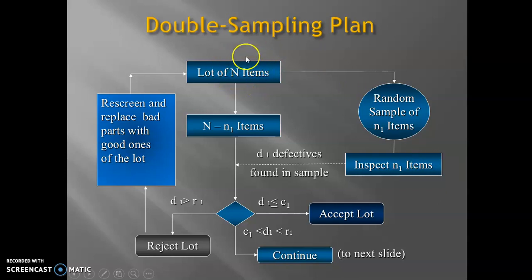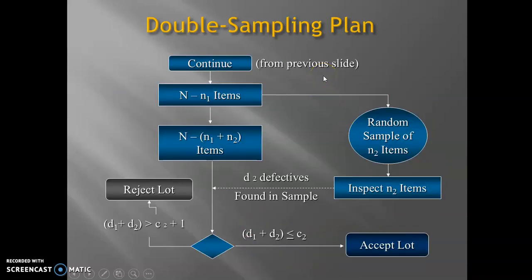First, we have N items, the bigger lot. We select a few items, that means the sample size, from the N lot. If the defects from the sample are smaller than C1, accept the lot. If the defects are bigger than the rejection number, reject the lot. Rescreen and replace the bad parts. If the defects are between C1 and R1, continue with the double sampling plan.